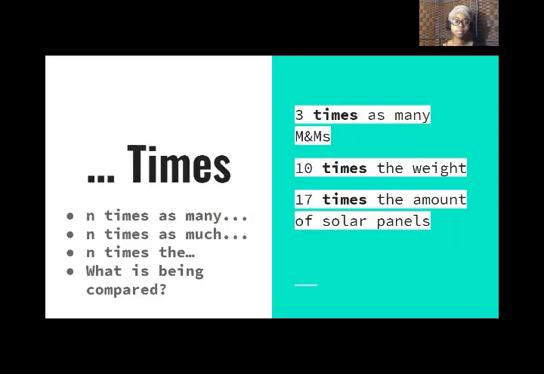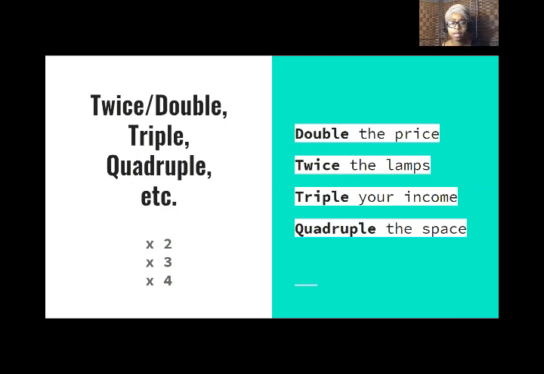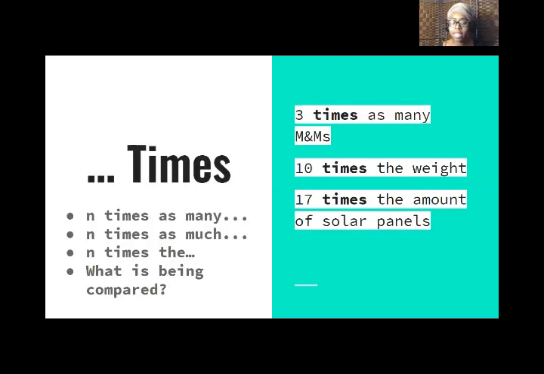All right, we're moving on to times. So usually when we're talking about these words, twice, double, triple, quadruple, we're not going to go too far past quadruple because I don't even know what the next word is off the top of my head. We just usually go up to quadruple. So after that, we start using times. And we can say 5 times as many, 6 times as many, 10 times as many, okay?